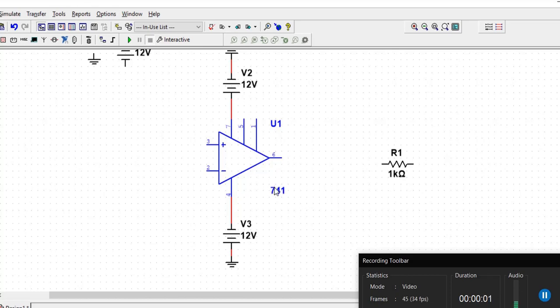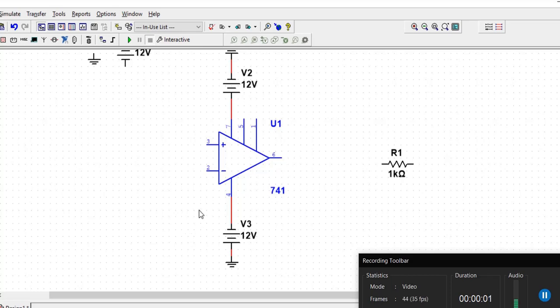An operational amplifier has two input pins and one output pin. One of the inputs is a non-inverting input denoted by a plus sign, and the other input is an inverting input denoted by the minus sign. The reason for why they are called so will be apparent soon. And pin number 6 is the output pin.